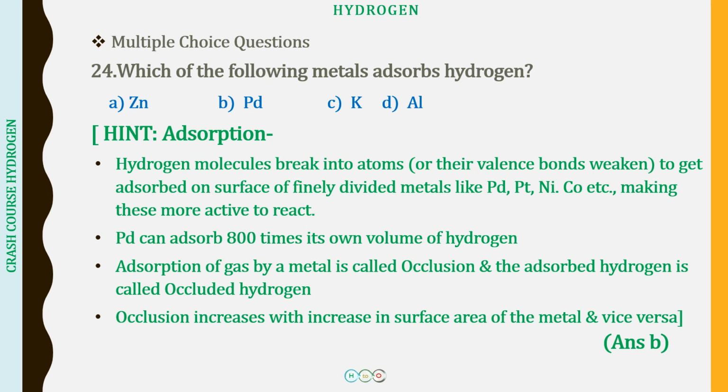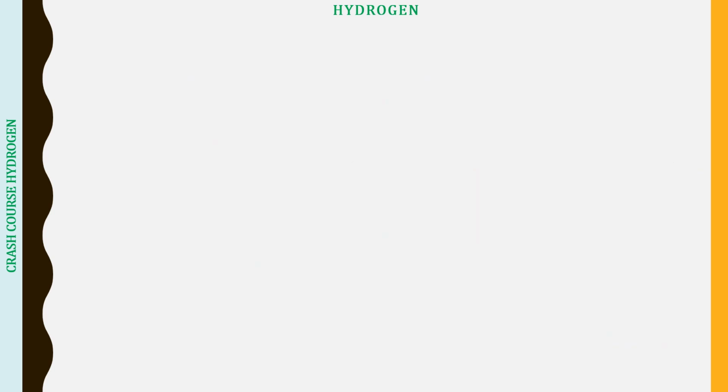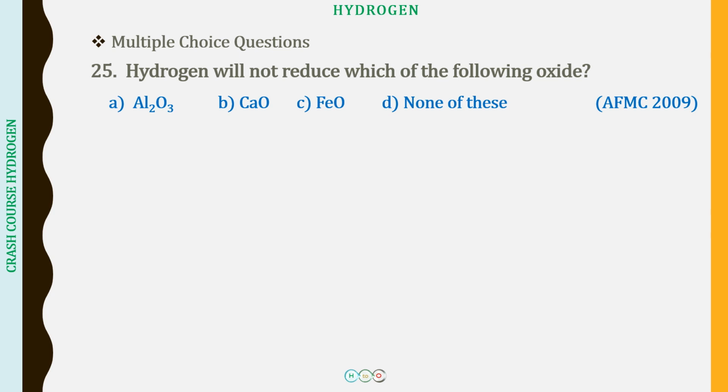So as far as this question was concerned, the answer was B choice. The next question is: hydrogen will not reduce which of the following oxides: aluminium oxide, calcium oxide, iron oxide, none of these? This was asked for the AFMC examination 2009.